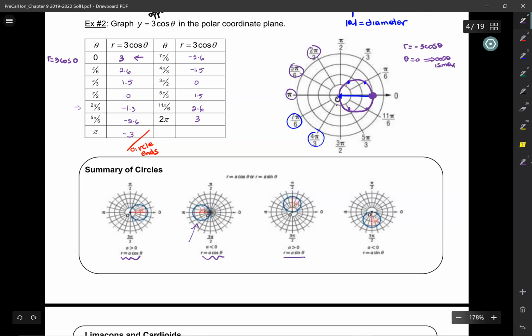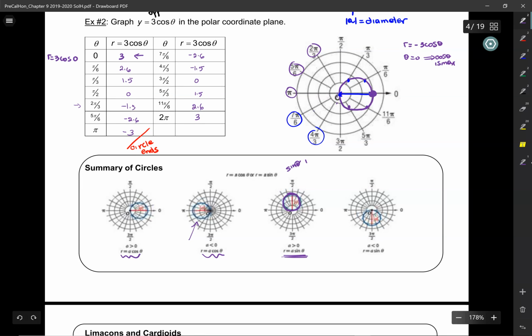But when I have a sine theta, now when is sine theta equal to 1? At pi over 2, right? So that's why sine of theta is on the vertical axis, sort of, at pi over 2, right? Because sine of theta is maximum at pi over 2. And then if I have negative sine theta, then it's on the bottom side. All right, so that's how we graph circles.